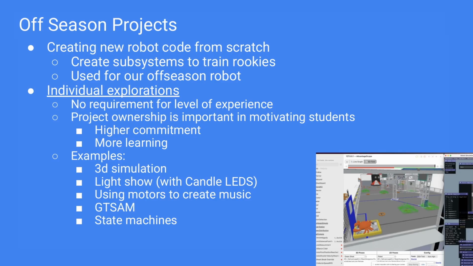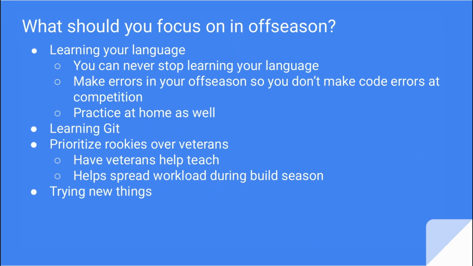These 2 things have been added on in recent years. This is more for veterans. We've been working on a state machine. Does anyone here know what a state machine is? All right. But that's been one of our projects. We vary it between levels of intensity because, believe it or not, veterans get bored too. So we need to keep them entertained. We do that with more advanced projects like a state machine, and throughout the summer we've looked at GTSAM, which is a way of fusing odometry through factor graphs, but I won't cover that in this. So what should you prioritize in the off-season?